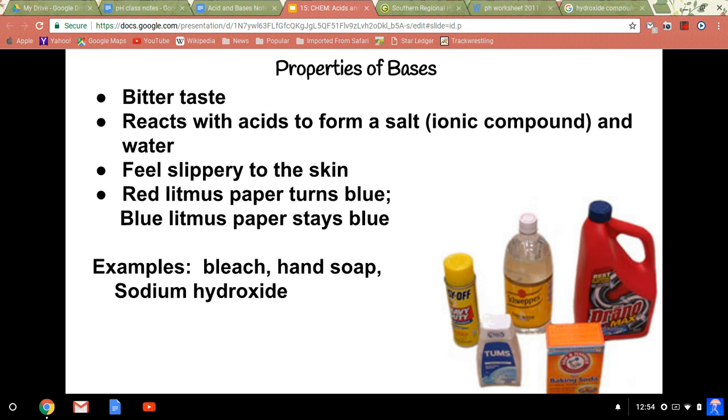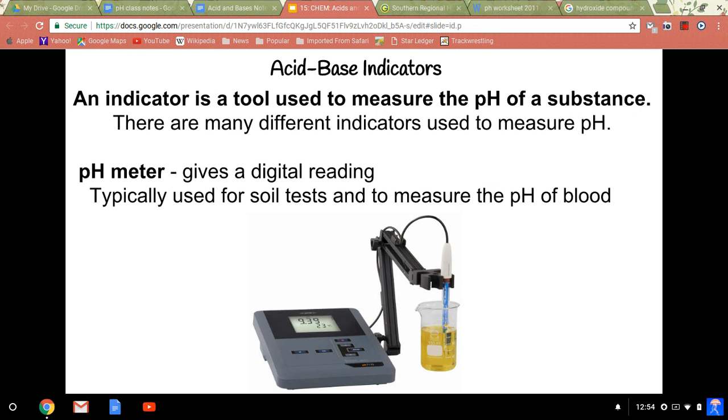Some common examples of bases include all of your cleaning products, sodium hydroxide, bleach, hand soap, laundry detergent. Anything that really feels slippery when you touch it is most likely a base. When you encounter something and you're not sure if it's an acid or base, or if you want to get a better read if it's a strong acid or base, you are going to use an indicator.